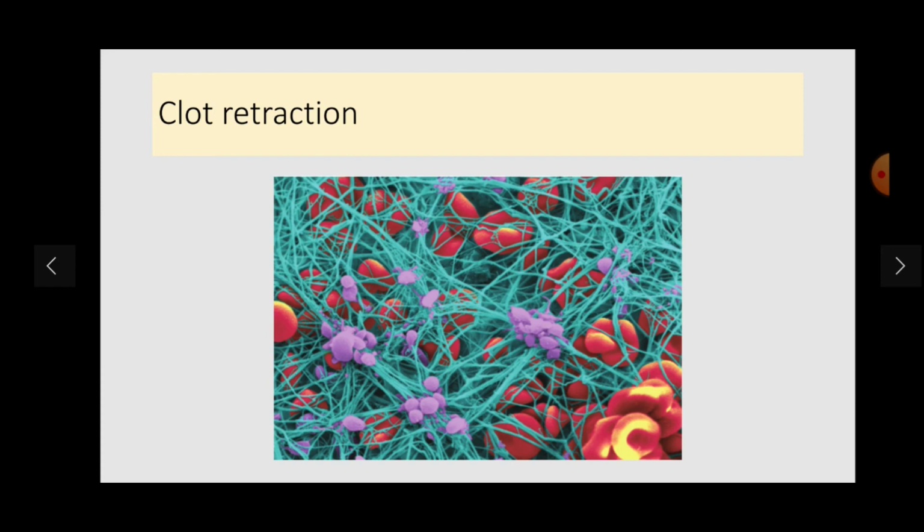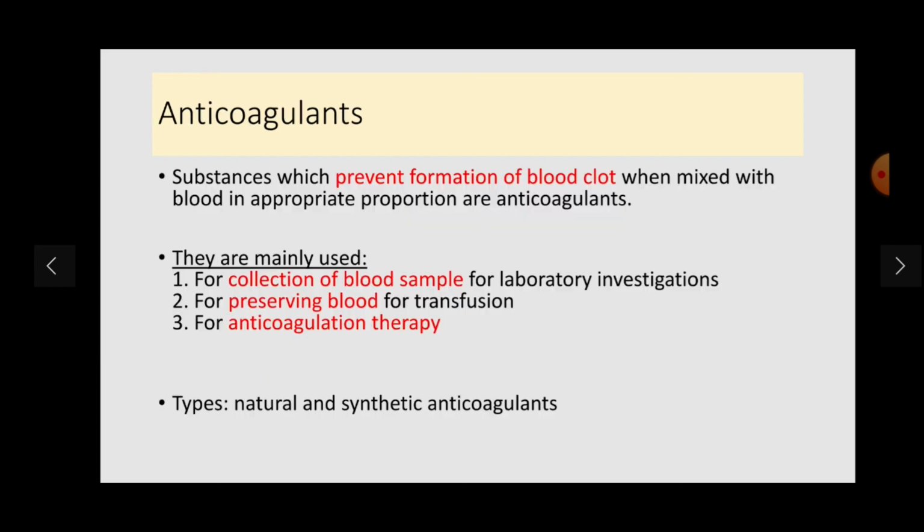All the platelets which are entrapped inside the clot shrink, and along with the platelets, they contract all the fibrin threads, which leads to a decrease in the size of the clot. Because of that, fluid from the clot is squeezed out, which is known as serum.